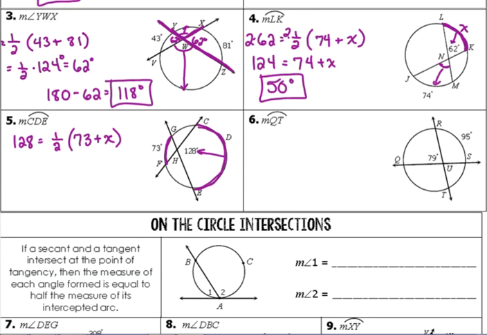So 73 is one of the arcs. X is the arc that we want. We don't know. So same process, multiply by 2. So 256 is equal to 73 plus X. So when we subtract, 183 degrees is that arc that we're looking for.